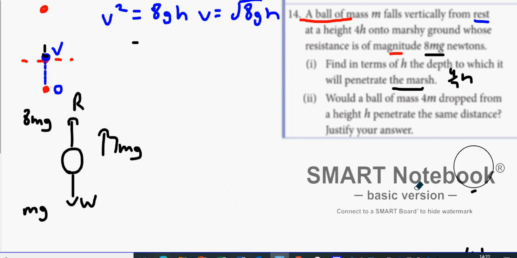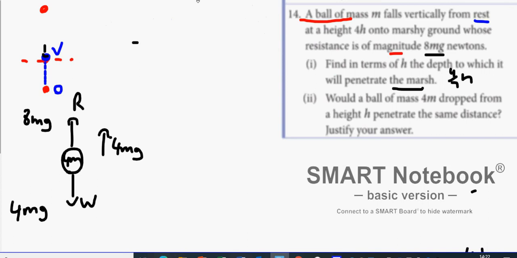So in this case, it's a mass of 4m, which means it's 4mg going downwards. The deceleration, it's 8mg resistance, 4mg weight. It's going to be 4mg net force acting upwards. The other issue is he also dropped it at a different height. He didn't drop it at a height of 4h, he's actually dropping it only at a height h.